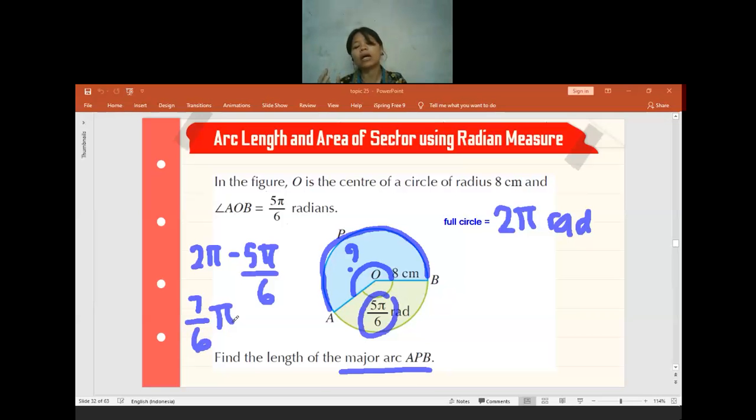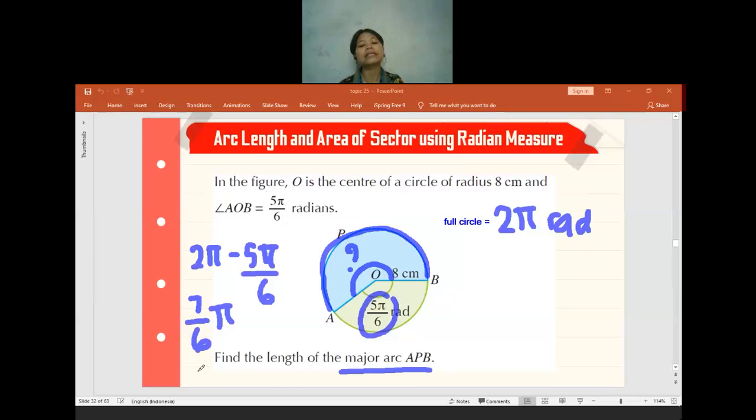The question will be asking you to keep the answer in the pi term, or it is not asking for the pi term, so it depends on the question. For example, if the question asks you in the term of pi, let it be as pi, no need to change it into any decimal number.